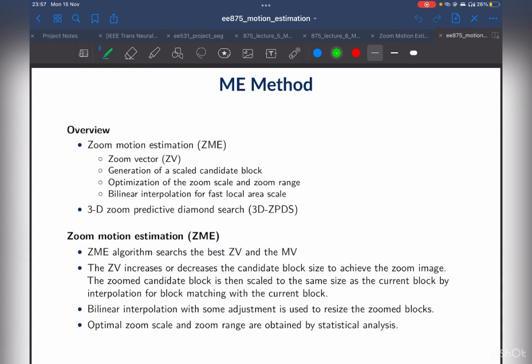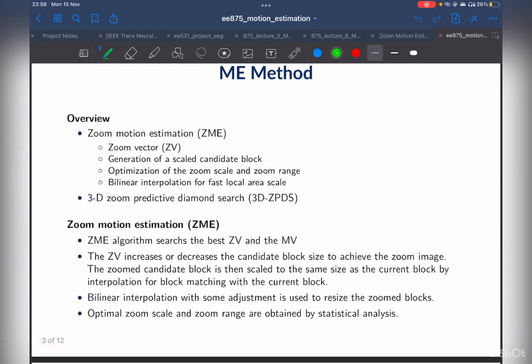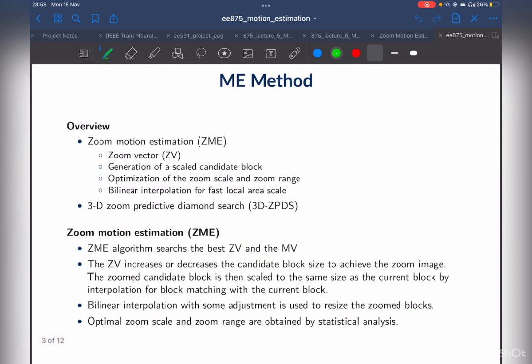About the motion estimation method, there are two main parts: the zoom motion estimation algorithm, or CME, and the fast version of it, which is the 3D zoom predictive diamond search. The CME algorithm searches for the best zoom vector and the best motion vector. The zoom vector increases or decreases the candidate block size to achieve the zoom image, and the zoom candidate block is then scaled or resized to the same size as the current block by interpolation for block matching. In scaling or resizing the block, they use bilinear interpolation with some adjustment.